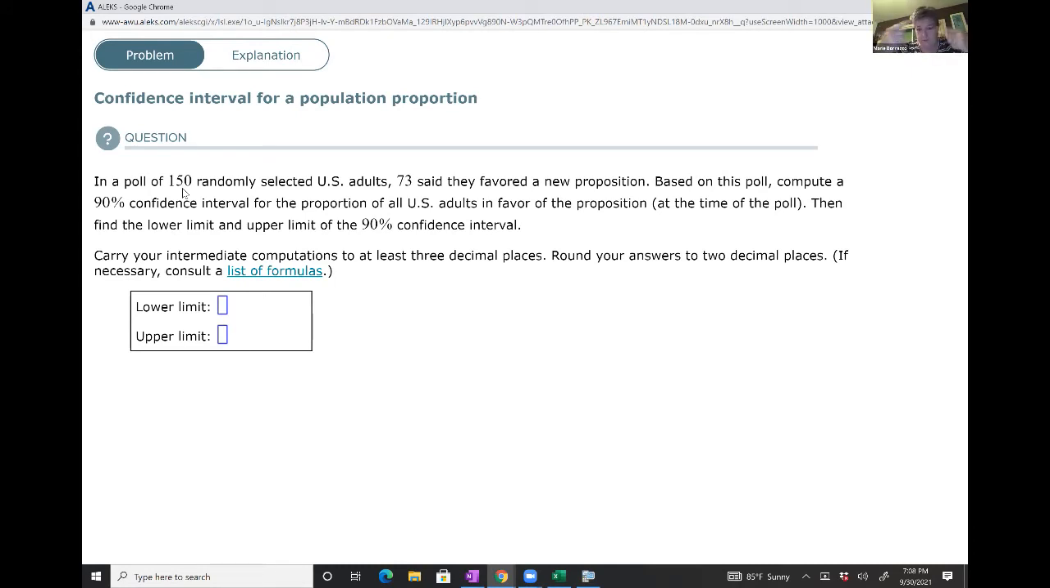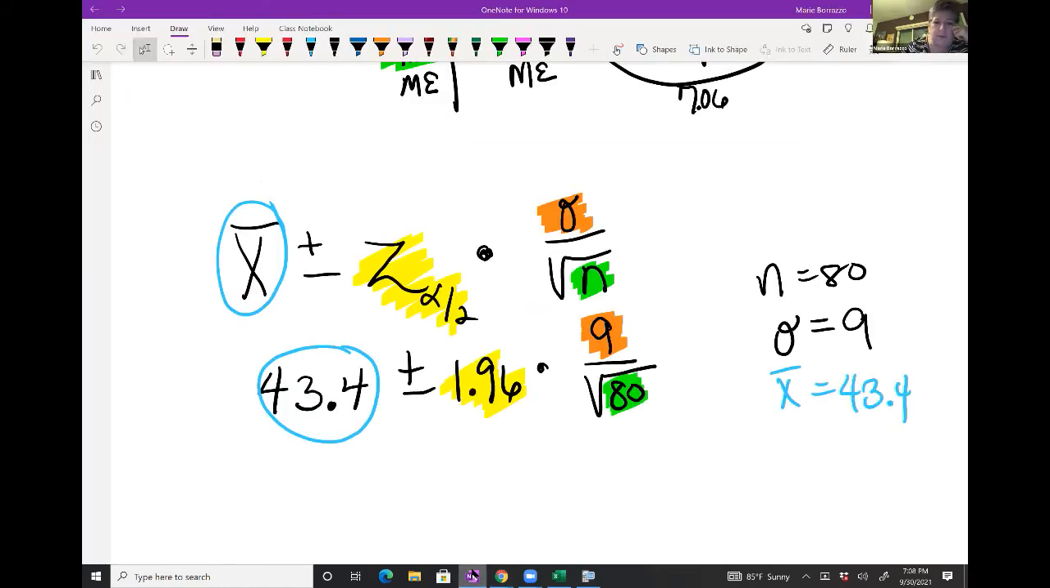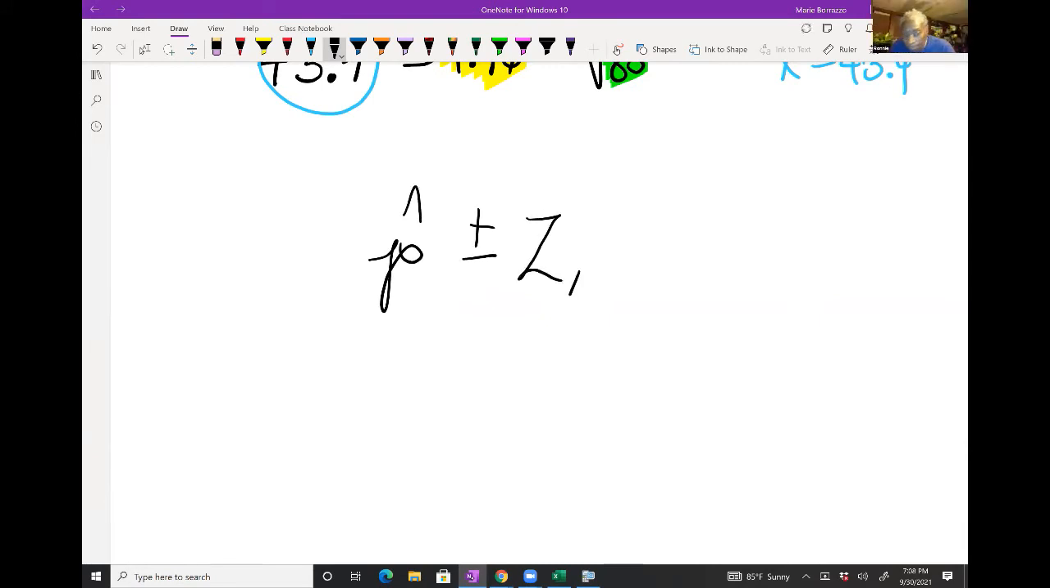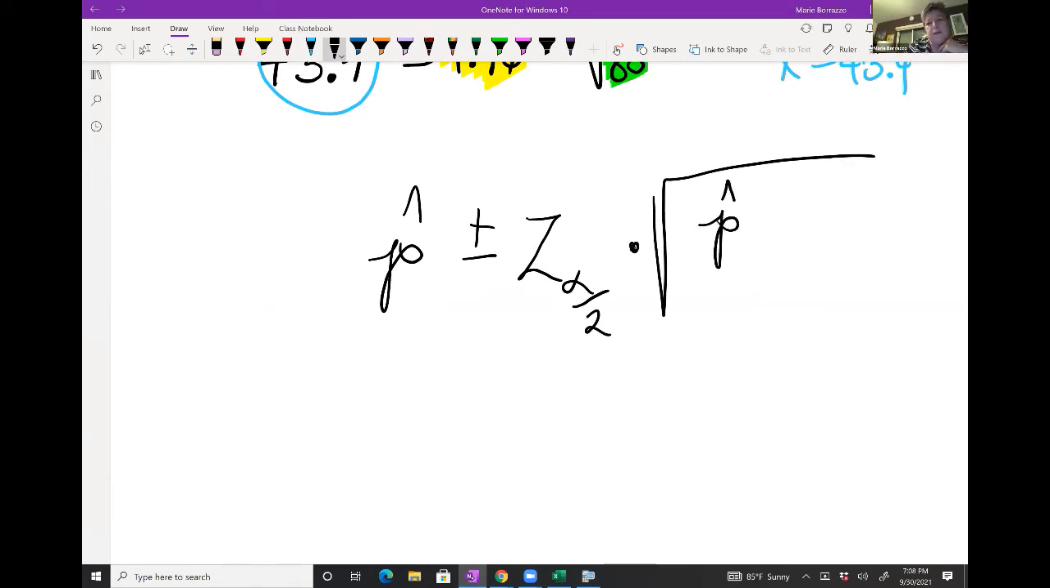Ready? I'm gonna switch pages, so here we go. Do you remember? I said the formula is p hat plus or minus that critical Z times the square root of p hat q hat as a product over n.